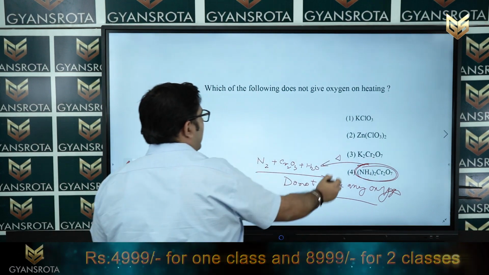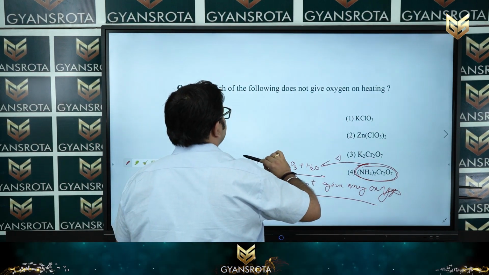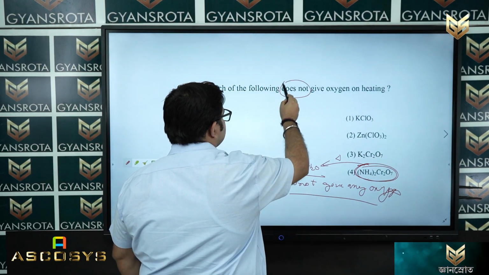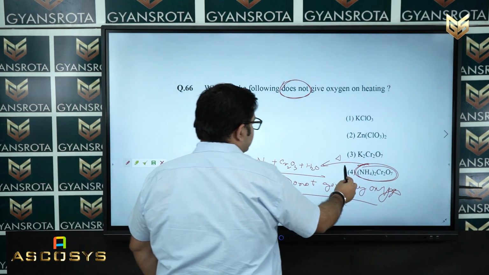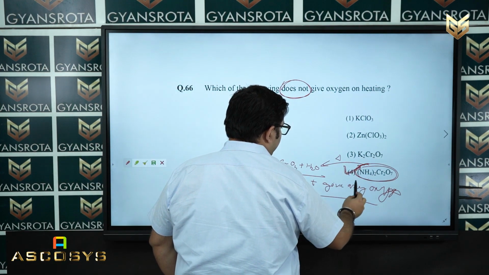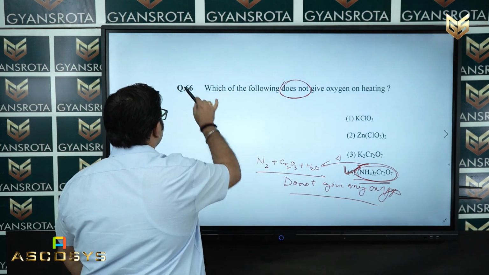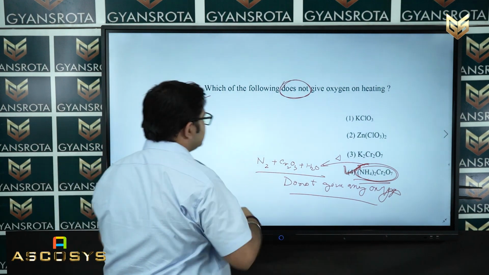Now, if you see the other reactants, when they are heated, they will give you oxygen. In the question they ask which does not give. So, first mark it, does not give oxygen on heating, and your option number 4, ammonium dichromate, is the correct answer, which does not give oxygen on heating. This is the answer of your question number 66.